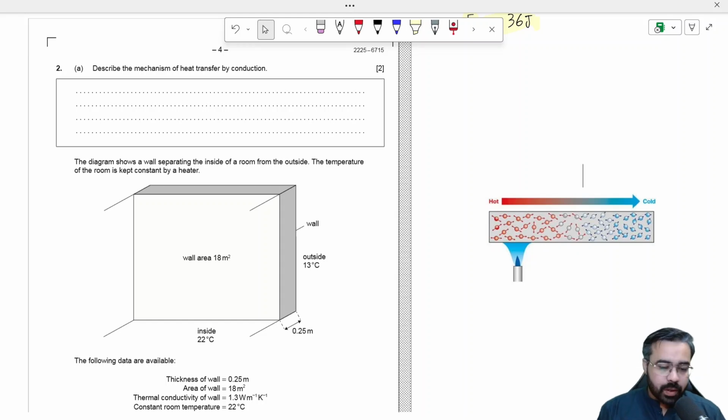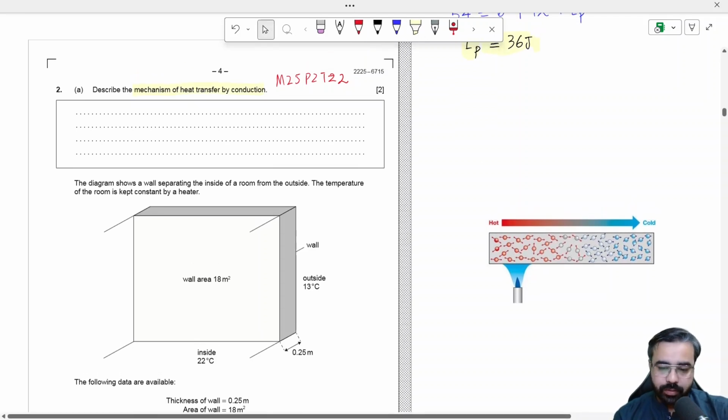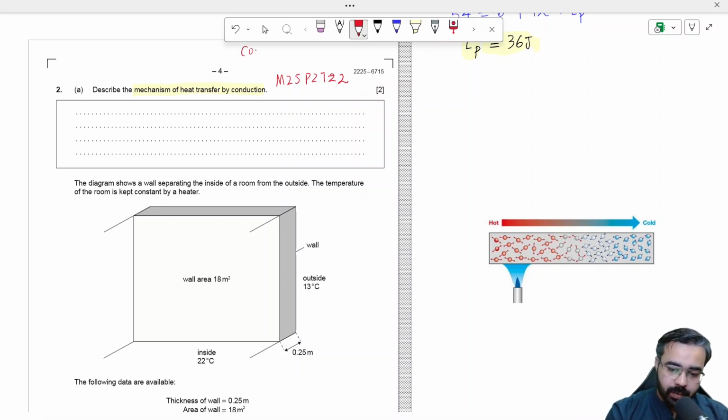Okay, so let's move to question number two from the May 2025 Paper 2, Time Zone 2. This question is about thermal energy transfer, and the first part is about the mechanism of heat transfer by conduction. As you know, there are three modes of transfer of thermal energy. One is conduction, the other two are convection and radiation.